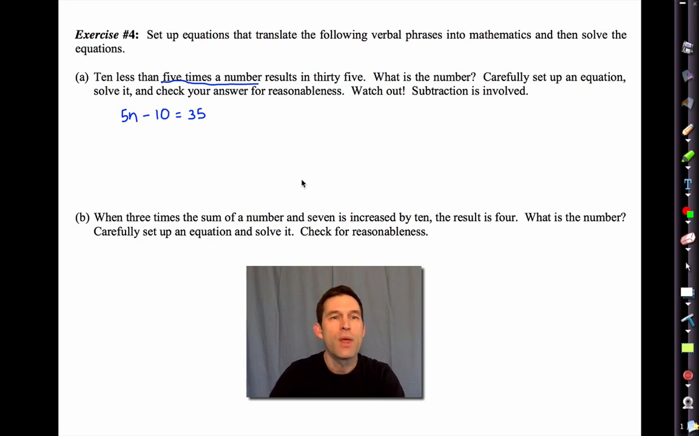All right, let's go through it. Well, if we look at the structure of the left-hand side, what we've done is we've taken a number, multiplied it by 5, and then decreased it by 10. We're going to undo that. I'm not going to even list the steps anymore.